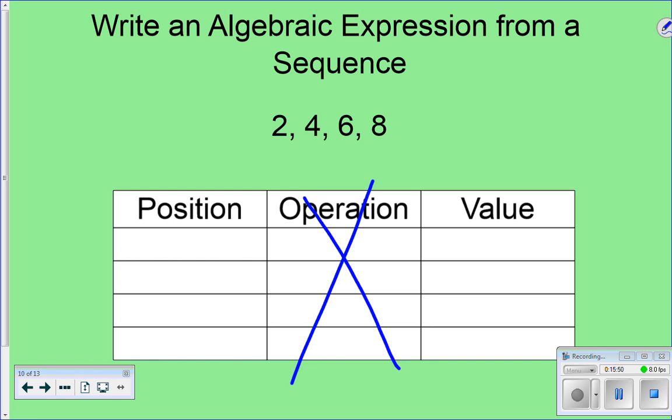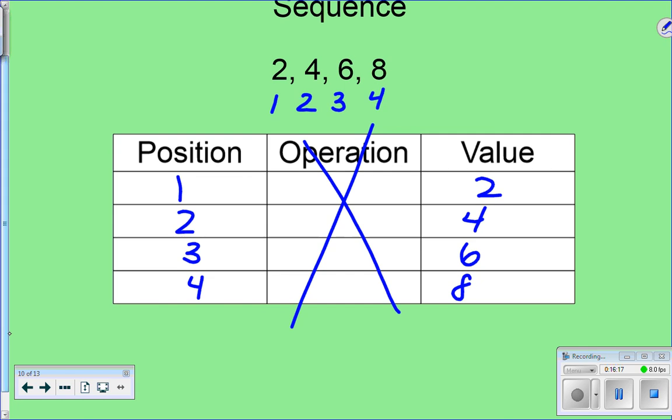So when I have my sequence, I have 2, 4, 6, and 8. Now my first position would be term 1, term 2, term 3, term 4. Do you see my position 1? Does that make sense? My term 1. What's the value of term 1? 2. What's the value of term 2? What's the value of term 3? And the value of term 4 is 8. So now my job is to see what's happening between position 1 and value 2. How do I get from 1 to 2, 2 to 4, 3 to 6, 4 to 8? What am I doing?